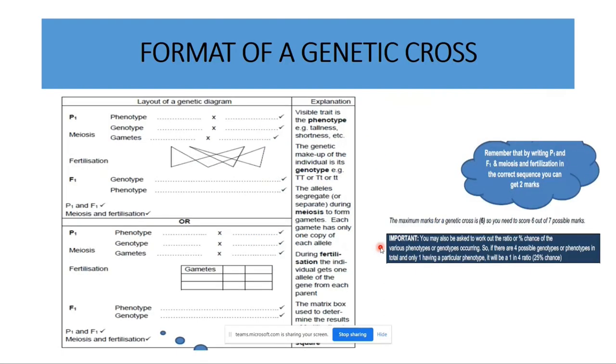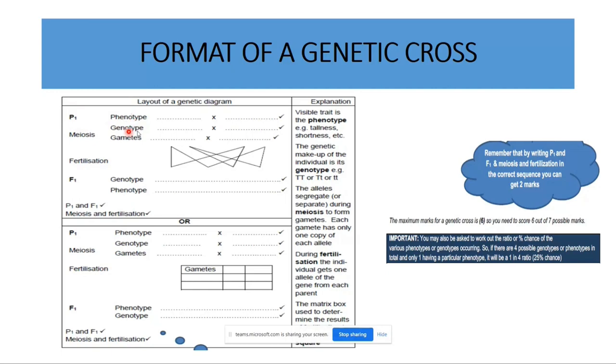Right. Next thing, so you need to know your basic concepts that we've done in slide one. You need to know Mendel's laws, and then you need to know the format of a genetic cross. So if you are asked to show by means of a genetic cross, please know there's a recipe, there's a format. You always start with P1. P1 means it's the parents. So you indicate here on the left-hand side, P1, and you start with the phenotype.